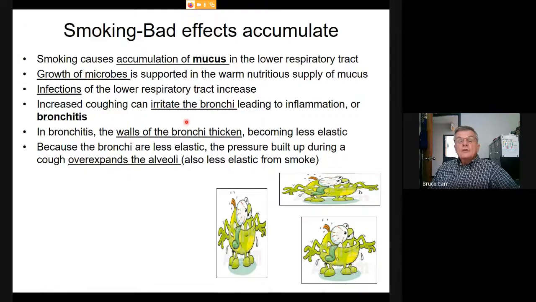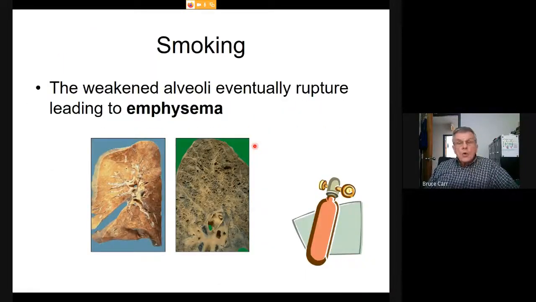If you don't move it, things grow in it, and it causes more infections in the lower respiratory tract. That coughing can irritate the bronchi all the way from the bronchioles, the secondary bronchioles, all the way up through the throat and mouth. The walls of the bronchi thicken due to less elastic tissue and more stiffening. And that repeated pressure expands the alveoli and causes them to stiffen. The secondary effects of coating them with smoke, it's sort of like painting them with varnish. It stiffens the walls. So these stiffened alveoli begin to rupture.